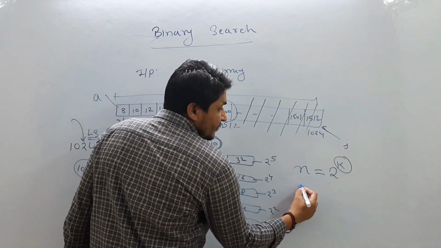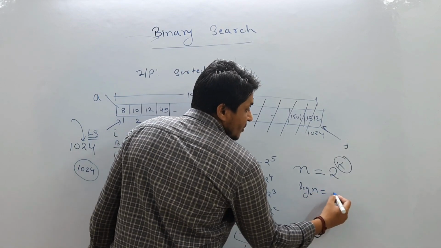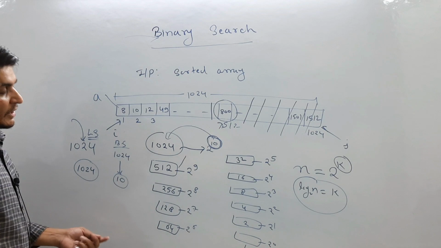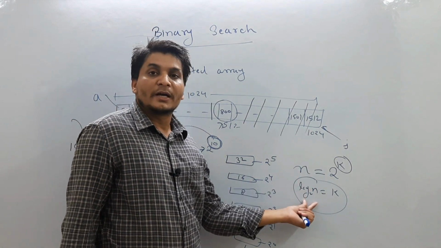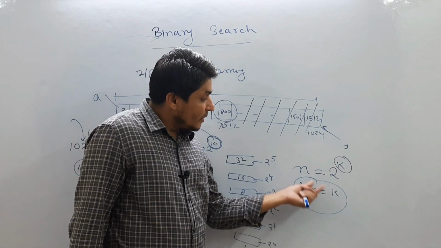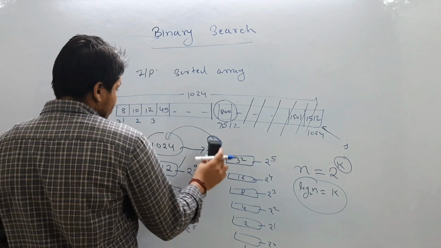So let us calculate the k value. If you take log n on both sides, it is going to be ultimately k. So in the worst case, for n input it is taking log n comparisons. That is the reason binary search worst case time complexity is log n. So let me write that also.